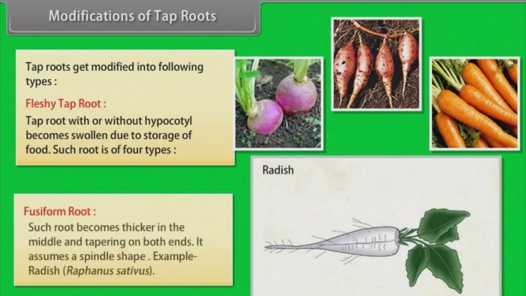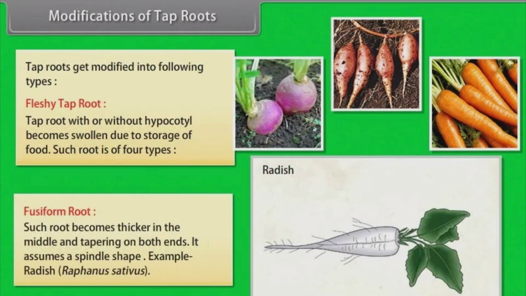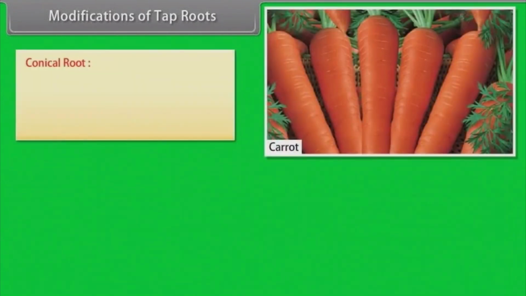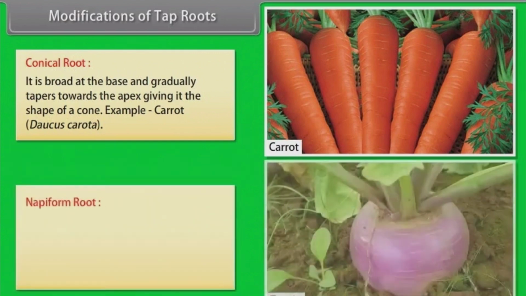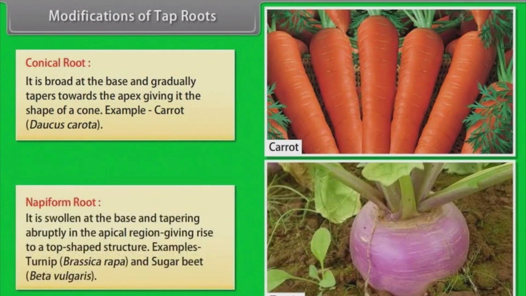Fusiform root. Such root becomes thicker in the middle and tapering on both ends. It assumes a spindle shape. Example, radish, Raphanus sativus. Conical root. It is broad at the base and gradually tapers towards the apex, giving it the shape of a cone. Example, carrot. Napiform root. It is swollen at the base and tapering abruptly in the apical region, giving rise to a top-shaped structure. Examples, turnip, Brassica rapa, and sugar beet, Beta vulgaris.